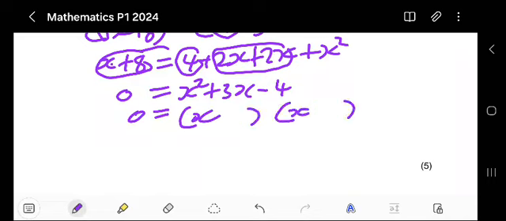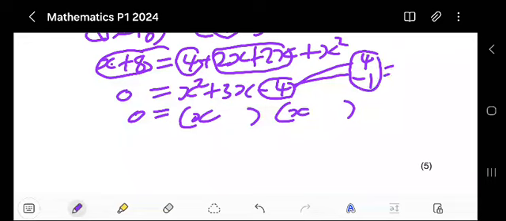So what are two values? You have 4. What are two values that, when we multiply them, must give us minus 4, but when we add, must give us the middle term, which is 3? Which are those two values? Those two values will be 4 and negative 1. So 4 multiplied by negative 1 will be equal to minus 4. When you add, it will be equal to what? Positive 3. So it will be plus 4 and minus 1.